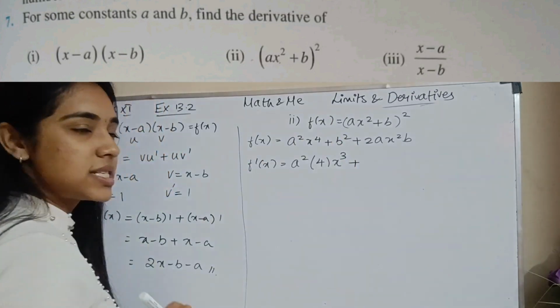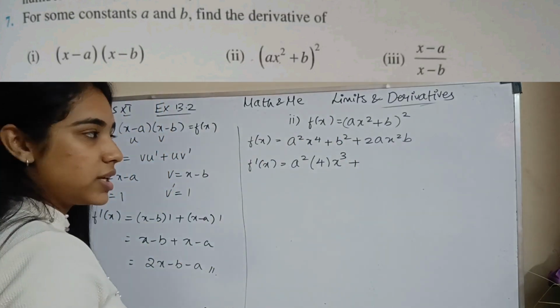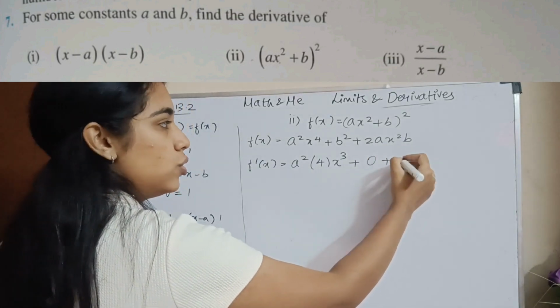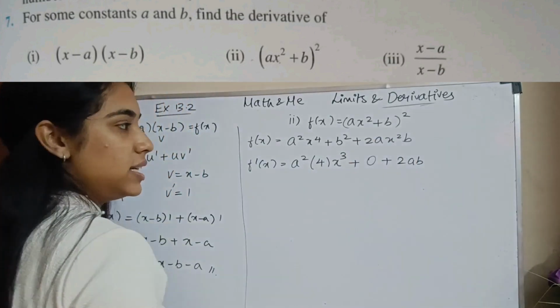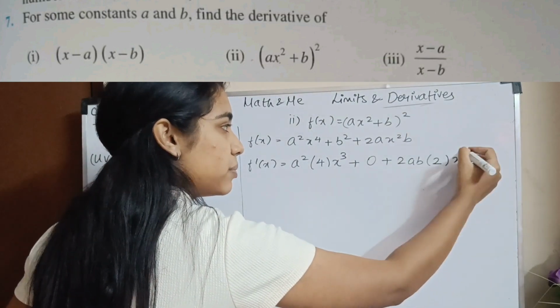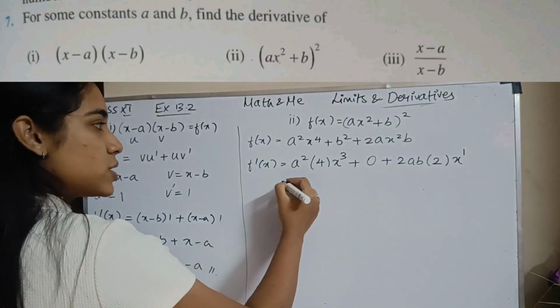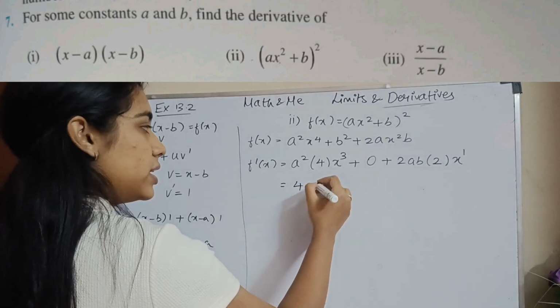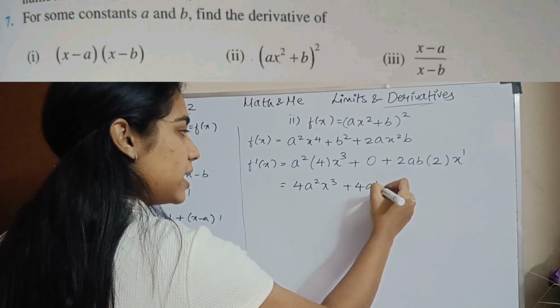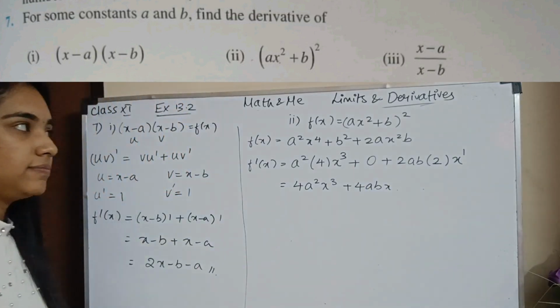Plus, b is the constant, so b square is a constant. The derivative of a constant is 0. So I have plus 0, plus 2ab is a constant. x square is there, so the 2 comes out and the power becomes 2 minus 1, which is 1. So what is my final answer? 4a square x cube plus 2 2s are 4, so 4ab x. Okay.